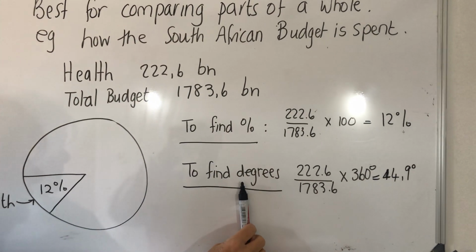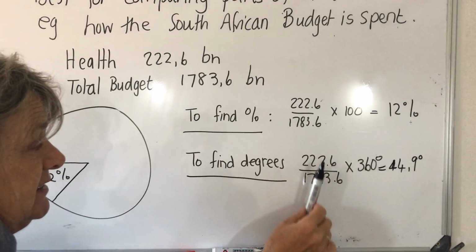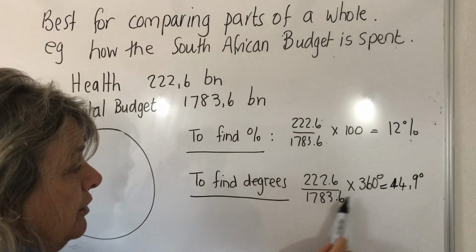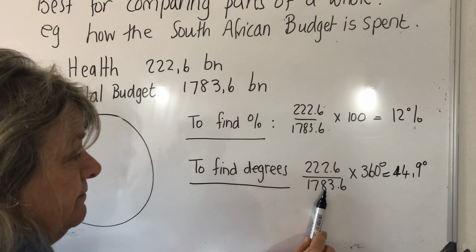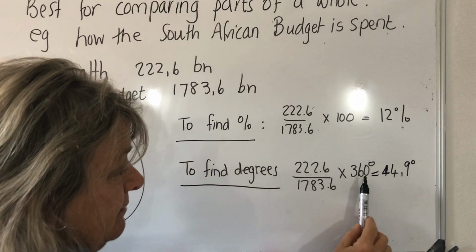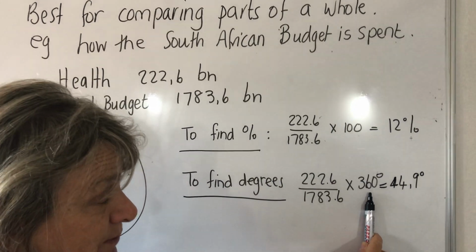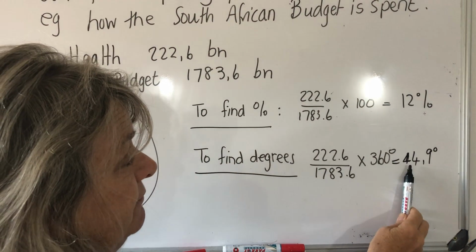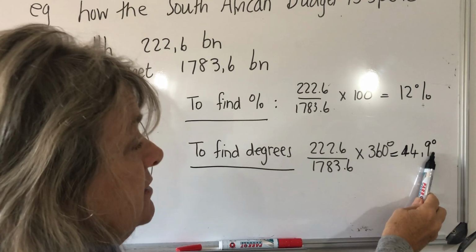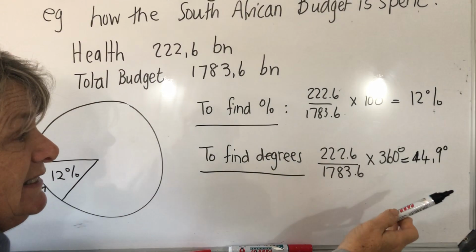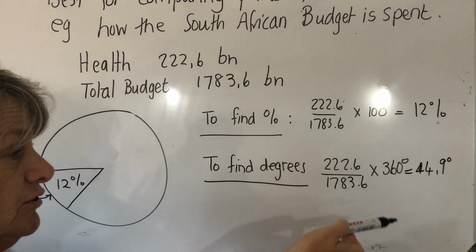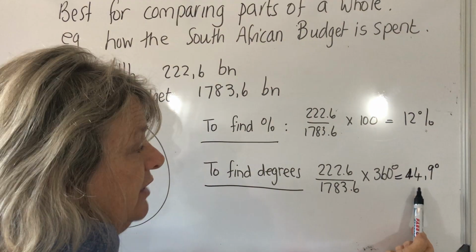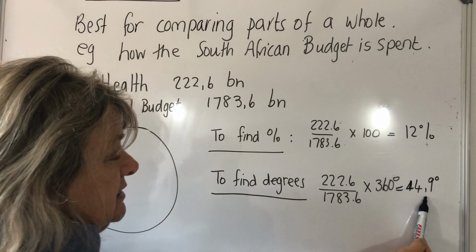To find the degrees, again, you take the same fraction: the amount of money spent on health over your total budget. But in this case, times 360 degrees, because there are 360 degrees in a circle. I get 44.9 degrees. As I said, you will not need to actually use this to draw, but you do need to show how they would get the degrees for that sector.